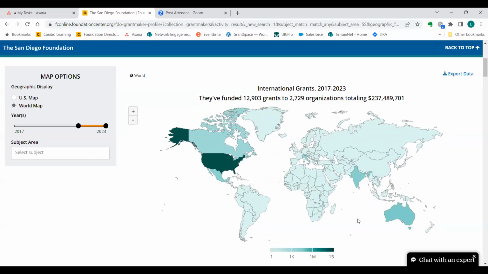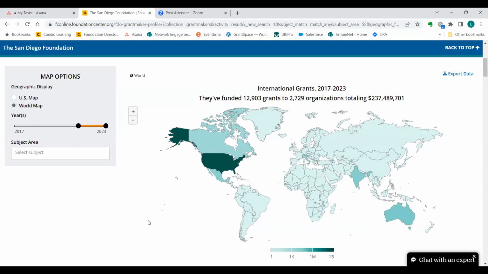And that will show you if they've been giving to international organizations and about how much. So you see they've made a small number of grants in Australia, India, and Mexico. Now, it seems like they only made a couple of grants in Mexico. So why are they on this list? Probably because they give money indirectly to organizations that contribute to Mexico, but they don't give it directly.